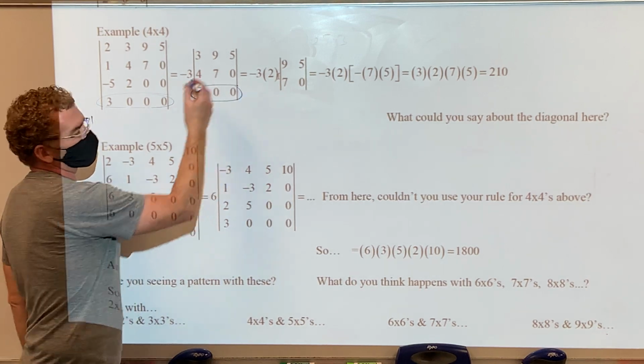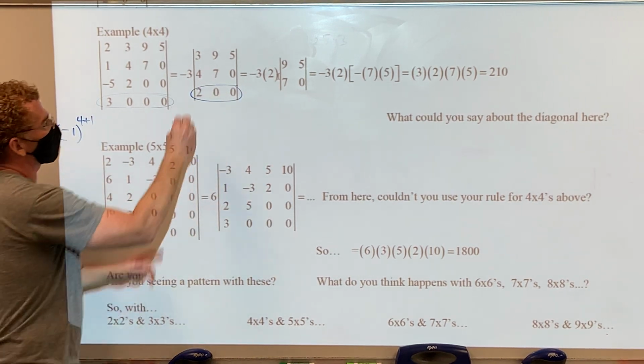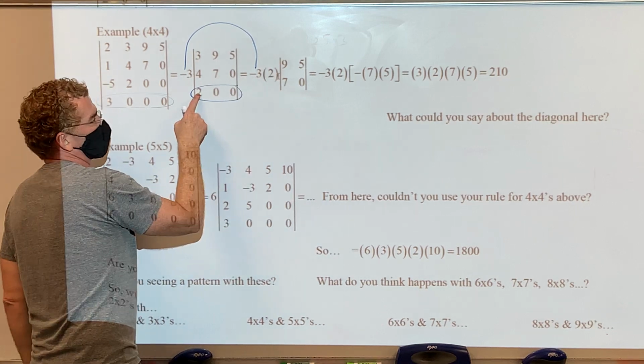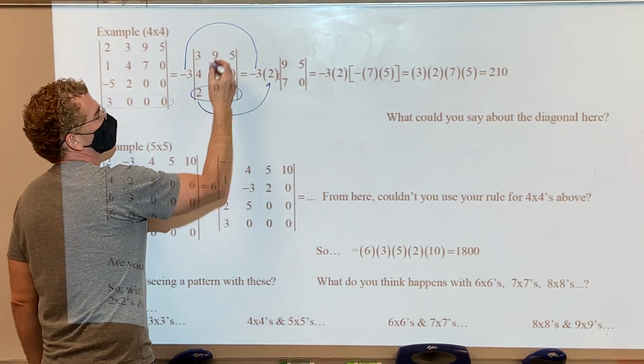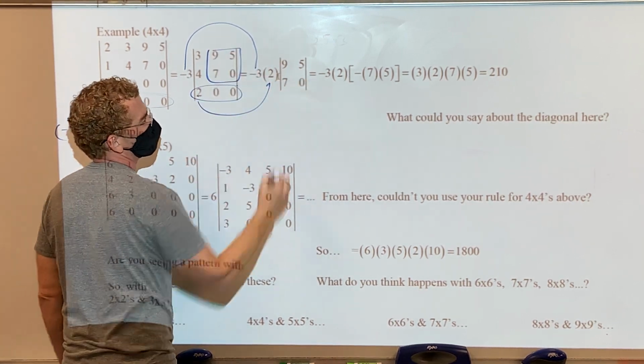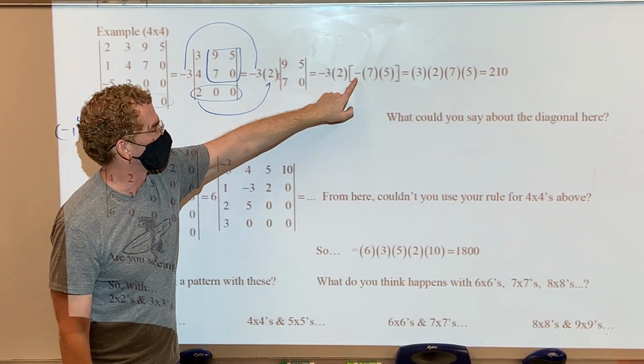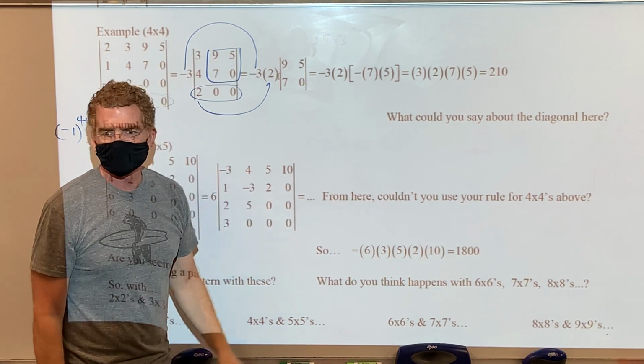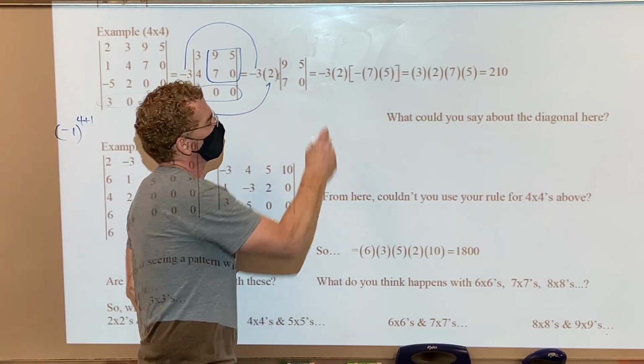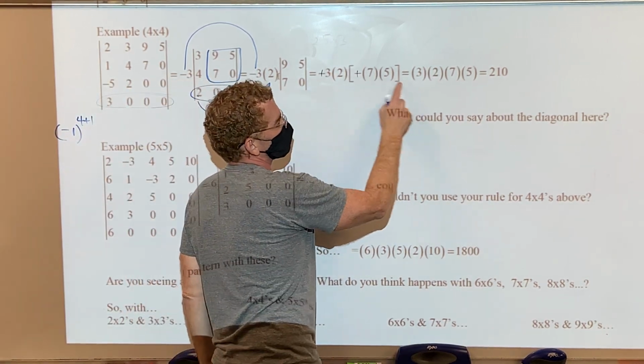Probably that row again. So I copy the negative 3 over, I copy the 2 over, and I take the minor of the 2 and write it down. And then the minor of that's just 0 minus 35, or negative 7 and 5. But look what happens when I simplify that. The negatives cancel, 3, 2, 7, 5.